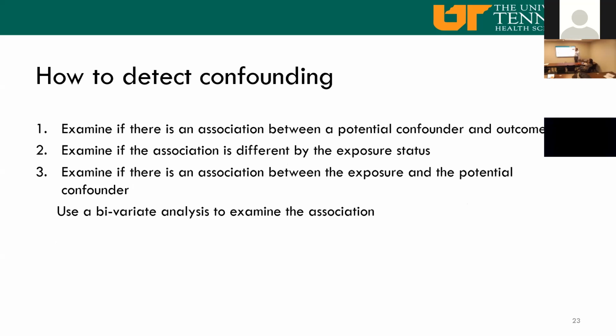So how to detect confounding? One, examine if there is an association between a potential confounder and the outcome, and examine if the association is different by the exposure status. So you should examine if there is an association between the potential confounder and the outcome, and check if the association is different by the level of the exposure, and examine if there is an association between the exposure and the potential confounder. And you can use a bivariate analysis to examine the association.